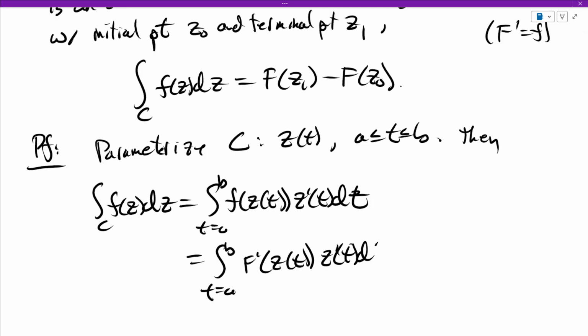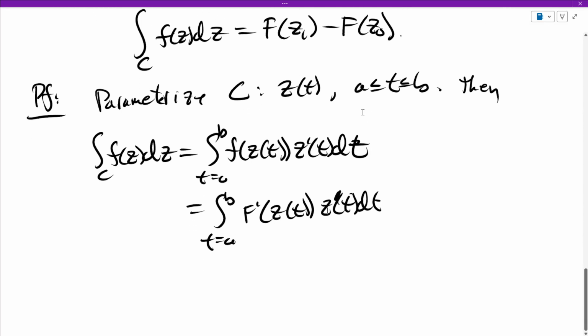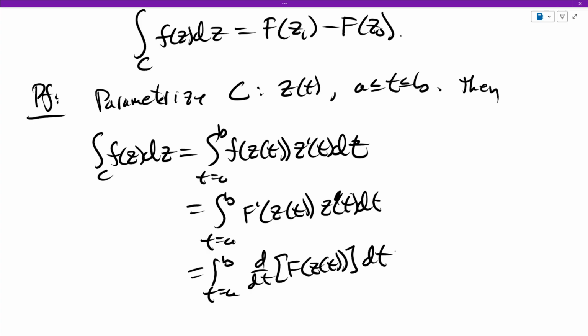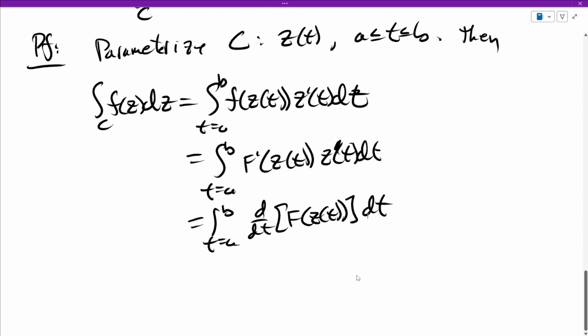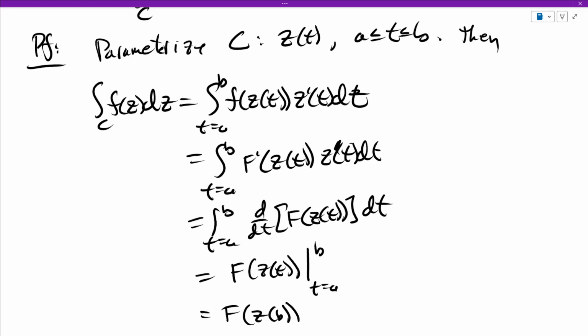So we can rewrite this as the integral from a to b of F prime of z of t, z prime of t dt. And if we think about that for a second, this is an instance where the chain rule has happened. So this is the derivative of the composite function F of z of t. And when you integrate a derivative, you get back the guy you differentiated. So this is F of z of t evaluated from a to b, which is F of z of b minus F of z of a, which is F of z1, the end of our contour, minus F of z naught, the start of our contour.